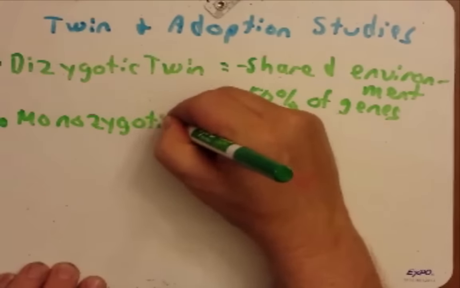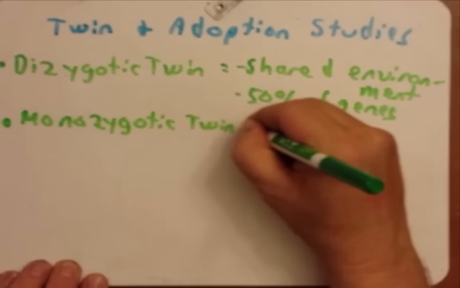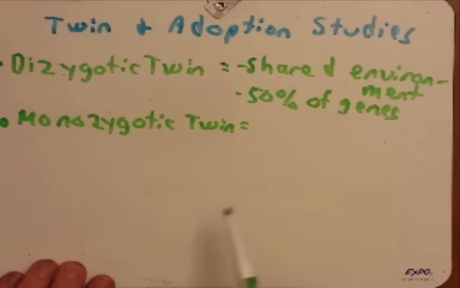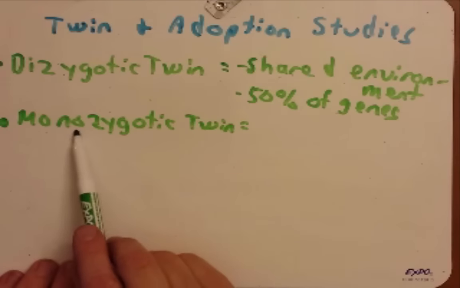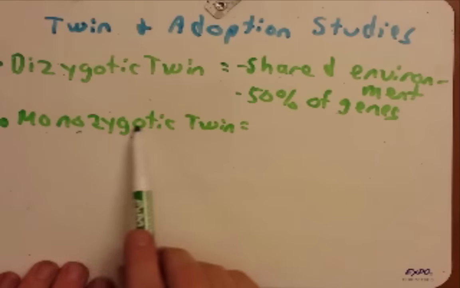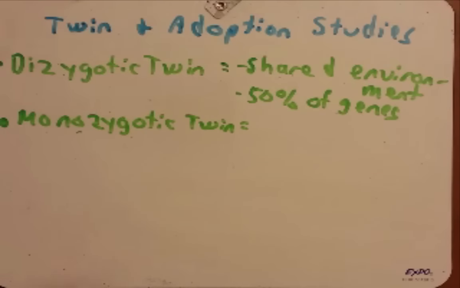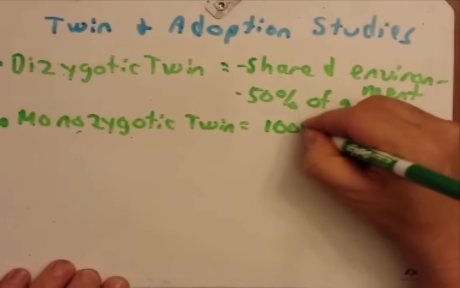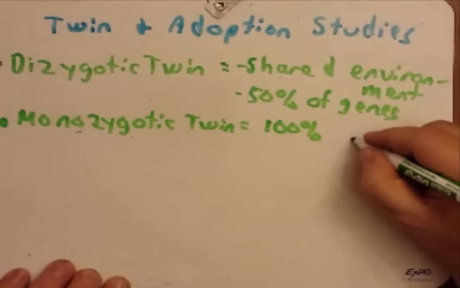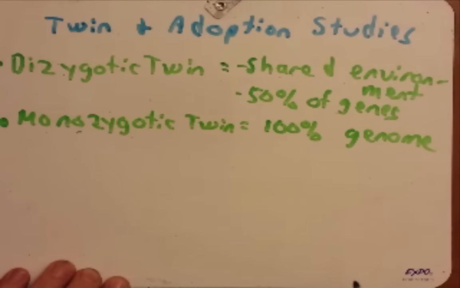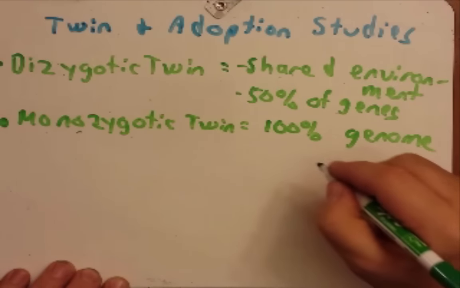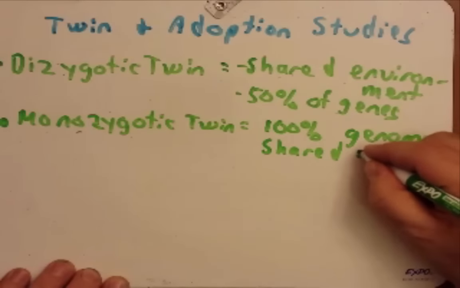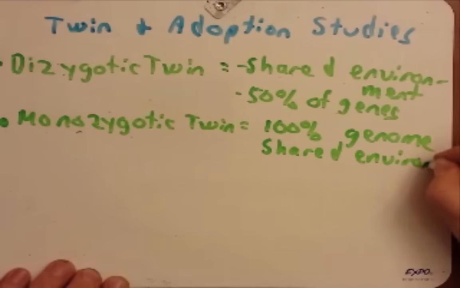A monozygotic twin, or what we often refer to as identical twins in popular culture, but mono means one zygote. One egg was fertilized, but you have two individuals. They share 100% of their genome, with some exceptions to that, but we'll live with that for now. And they have a shared environment.